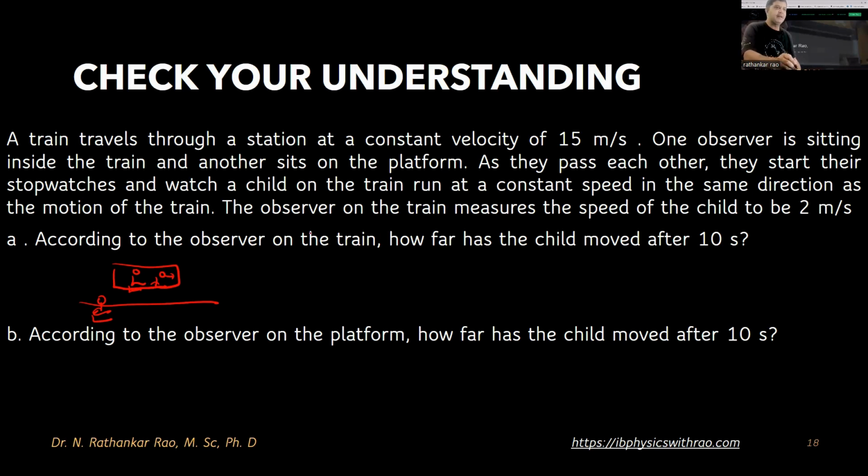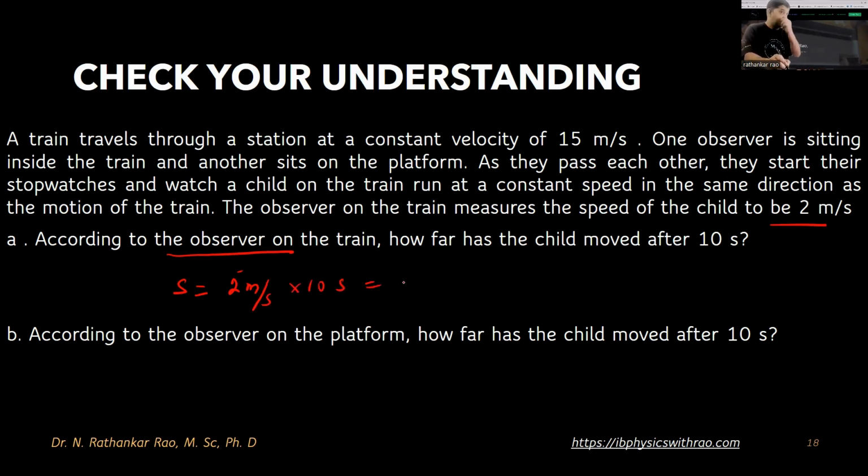The observer on the train measures the speed of the child to be 2 meters per second. Let me call this V1 equals 2 meters per second. According to the observer on the train, how far has the child moved after 10 seconds? According to the observer, the speed of the child is 2 meters per second. So the distance moved by the child is 2 meters per second multiplied by 10 seconds, which is 20 meters. That is the distance moved by the child according to the passenger sitting on the train.